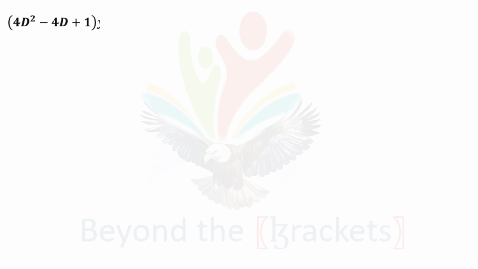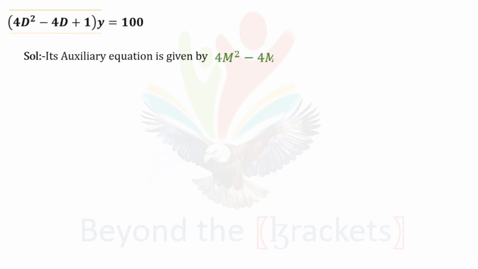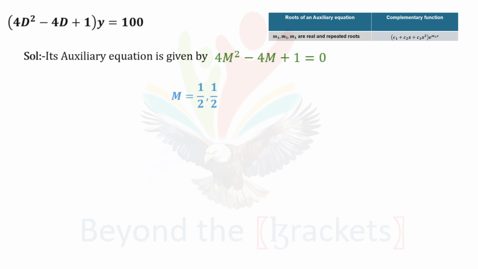Moving on to the next problem. Here the differential equation is already in the operator form. To find the complementary function, we first write the auxiliary equation while replacing d with m and equating it to 0. So we get 4m square minus 4m plus 1 equal to 0. Solving this equation, we get the roots as m is equal to 1 by 2, that is repeated twice. So here the roots are real and repeated. For this, the complementary function is c1 plus c2x into e power x by 2.